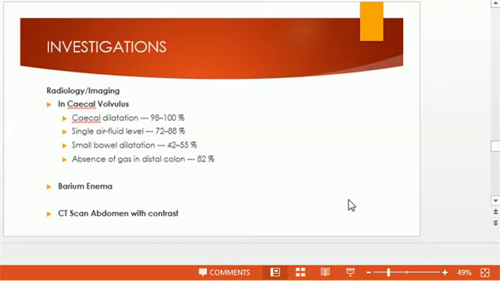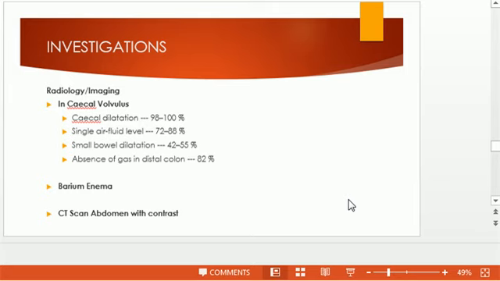Now, investigations when we do for volvulus, what are the investigations? If we talk about the imaging in cecal volvulus, radiological abnormalities are identifiable in nearly all patients, but are often non-specific. Dilatation of the cecum is present in 98 to 100% of the cases. There will be a single air fluid level, which is present in 72 to 90% of the cases.